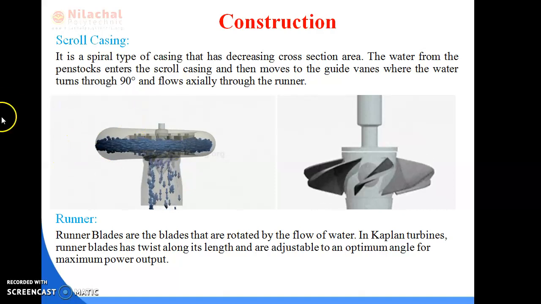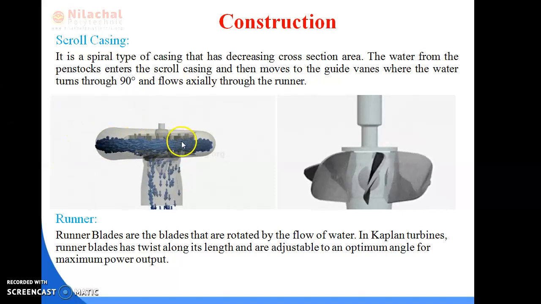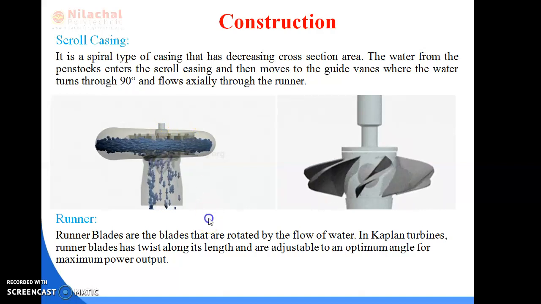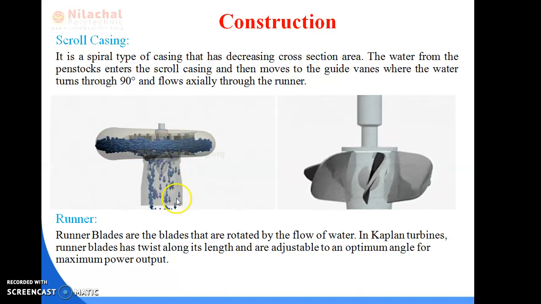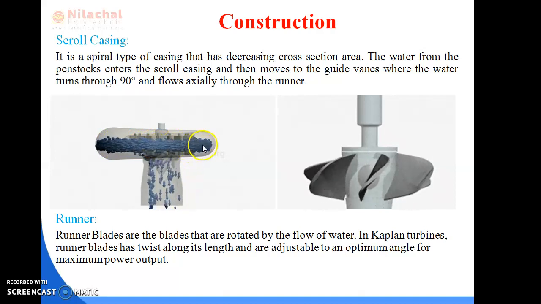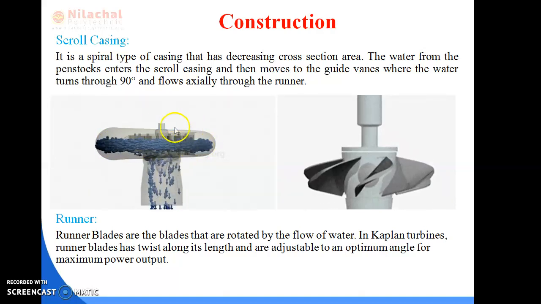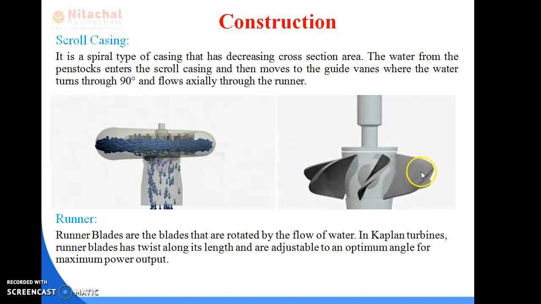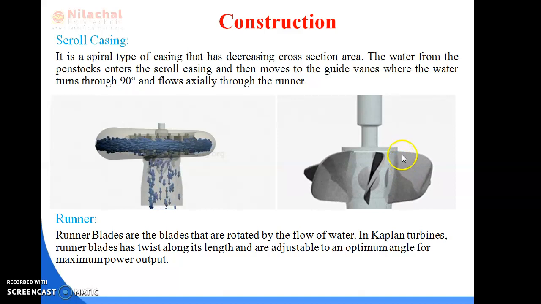This is the spiral casing. Between the spiral casing and the runner, a guide blade mechanism is used. Here the water enters from the casing end and moves along the axial direction, and while moving upon the blades, it changes direction and the water moves at 90 degrees.